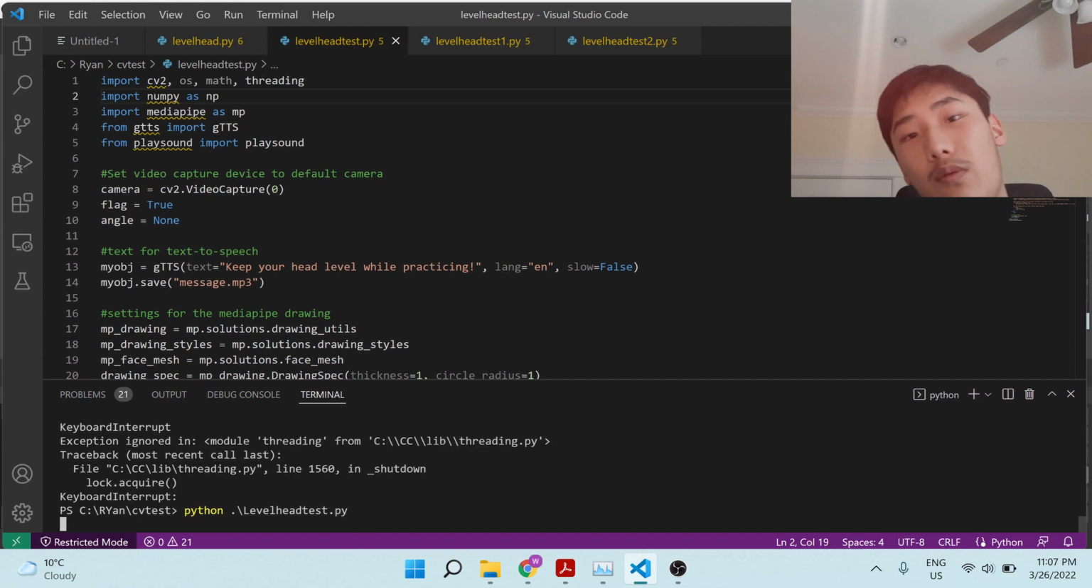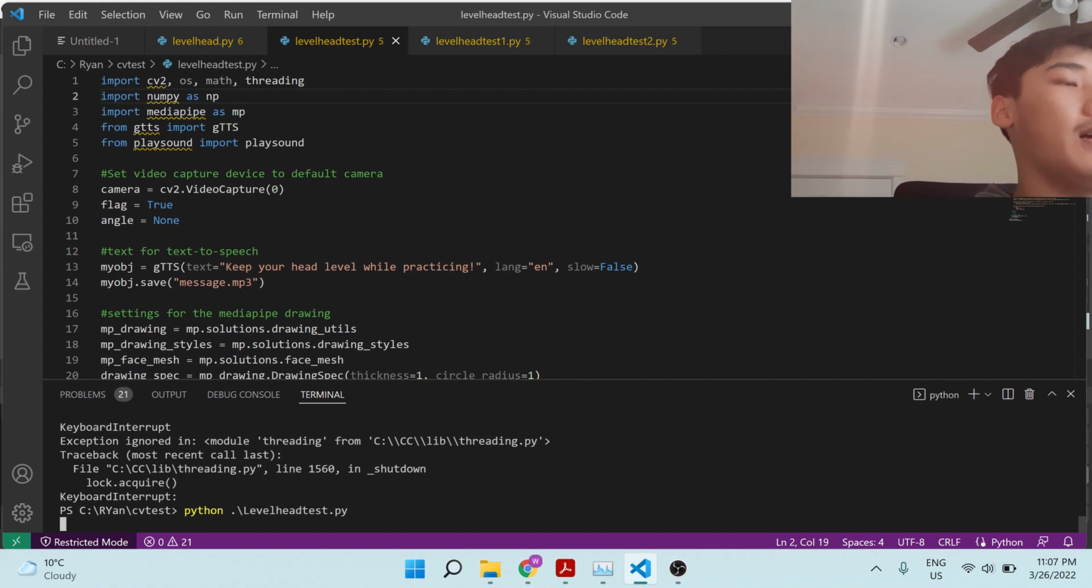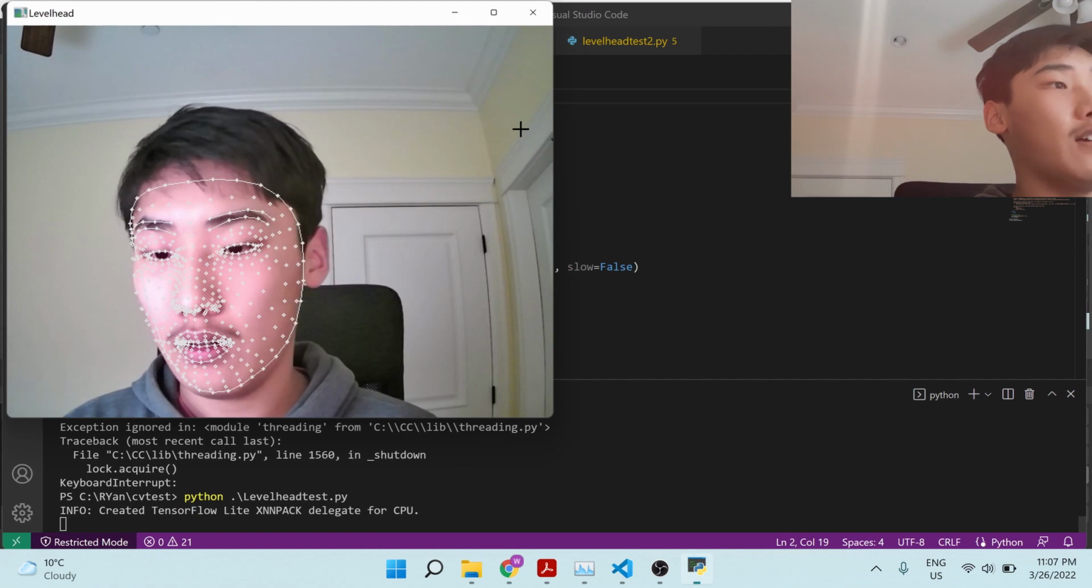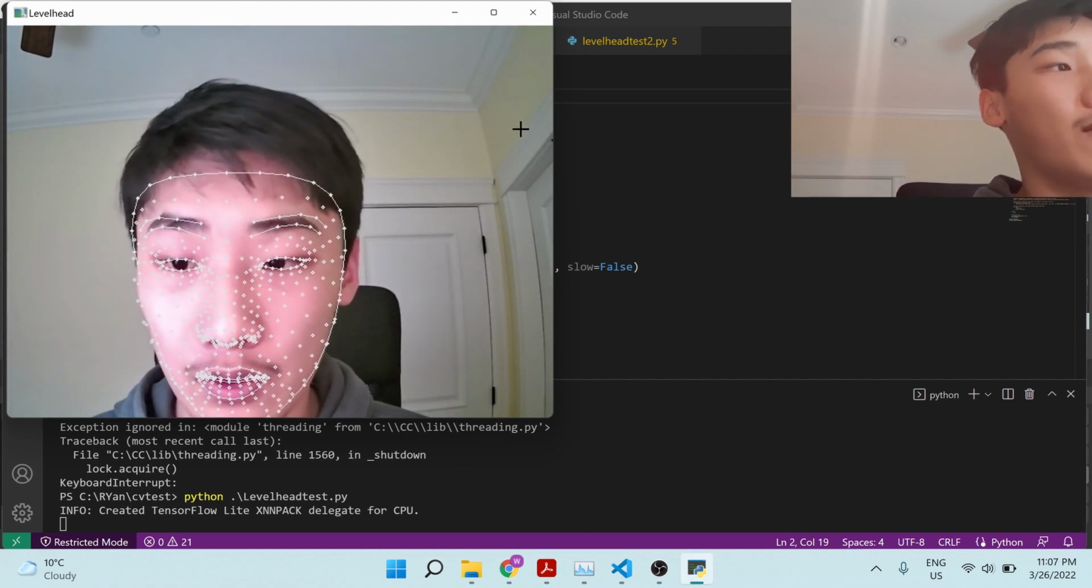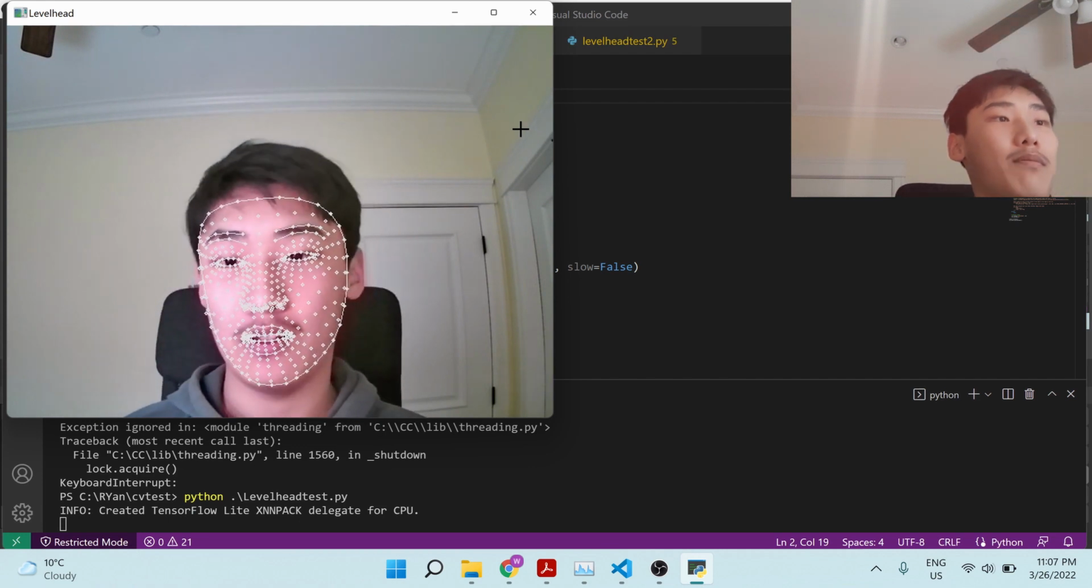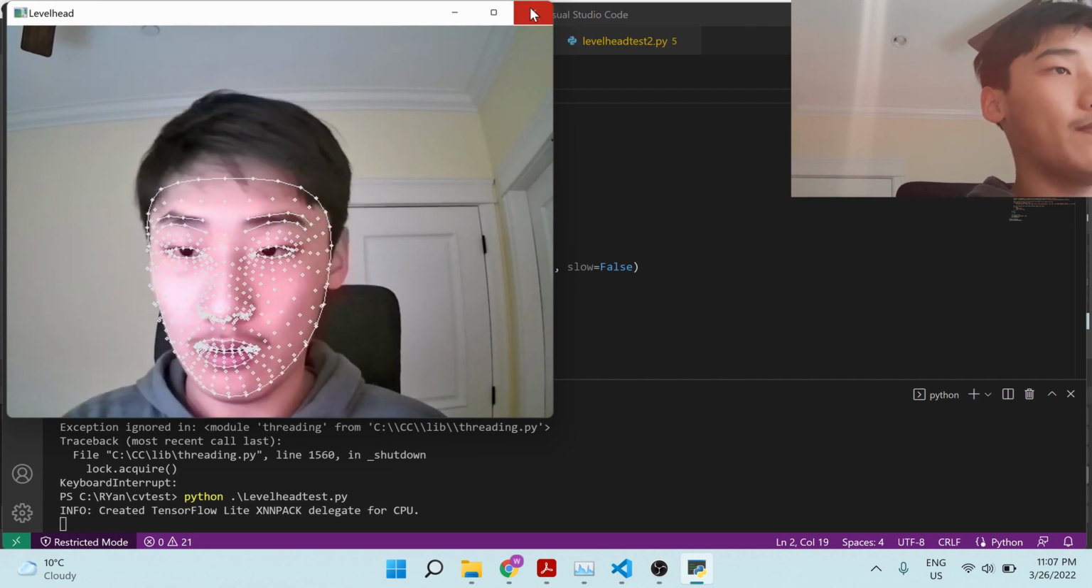First, what I did was I used MediaPipe to basically make facial landmarks. If you can see my computer screen, it's loading right now. But there it is. You see how there's a lot of white dots all over my face, and these are the facial landmarks made by MediaPipe, which is a library made by Google.